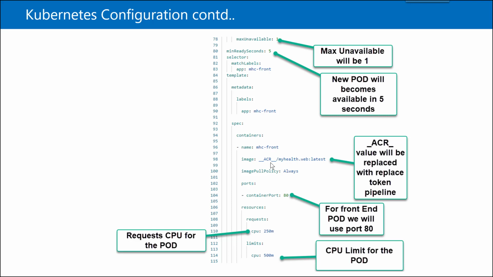And here we are using this container registry. In container registry, we created an underscore ACR underscore. We will be using one of the pipeline to replace it with the real ACR name, container registry name. And for the front end, we are using the port 80, and then these are the CPU limits for the pod. Because if you don't specify CPU limit, it will consume all the CPU on the node. So it is a good practice to specify the CPU limits.